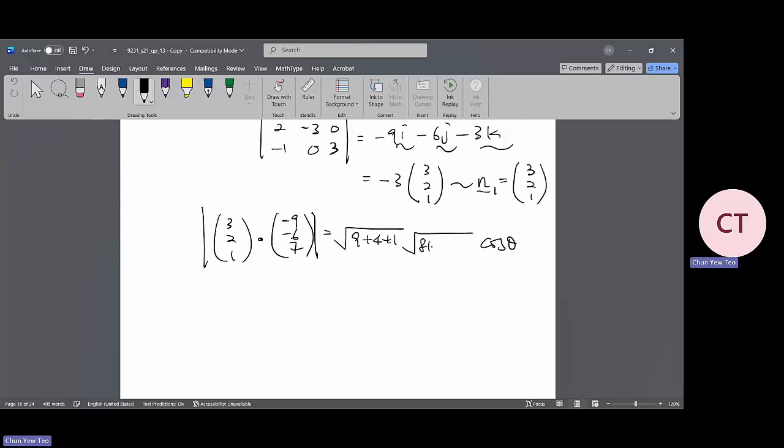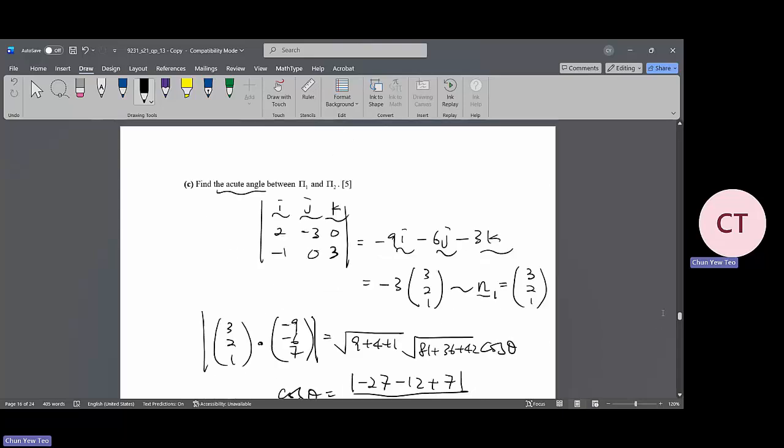So it will be 81 plus the 36 plus the 42. So your cos theta will be -27 minus the 12 plus the 7, divided by square root of 14 and square root of 166. Press the calculator, then you get the answer as 48.4 degrees. Done. This will be the answer for question number 6C.